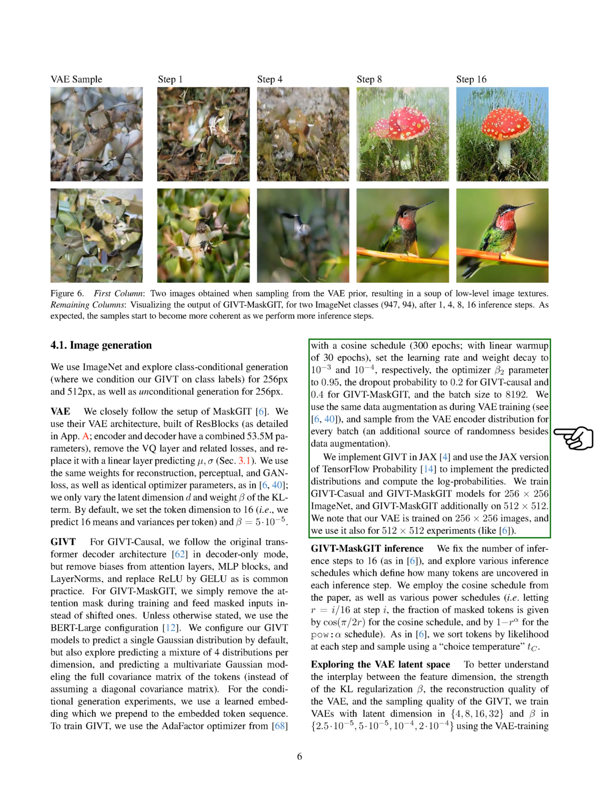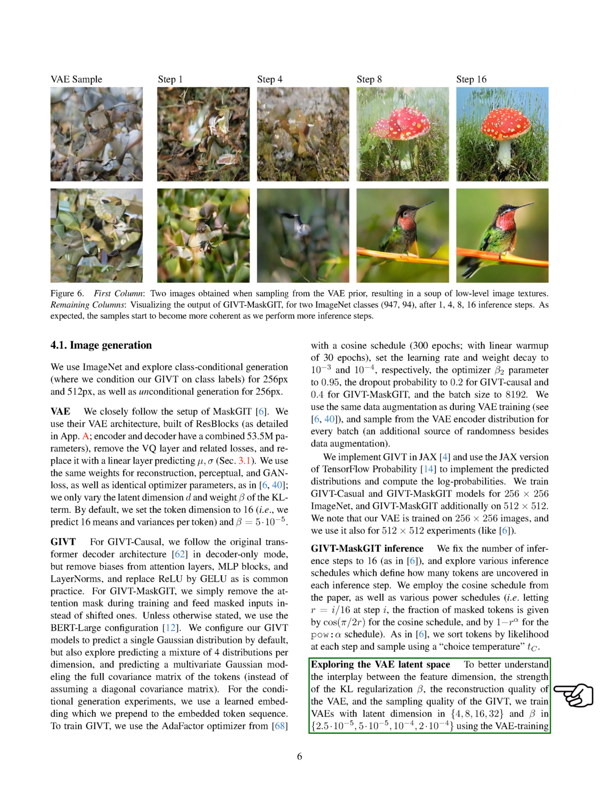We've implemented GIVT in JAX and used the JAX version of TensorFlow Probability to implement the predicted distributions and compute the log probabilities. We've trained GIVT causal and GIVT MaskGIT models for 256 by 256 ImageNet, and GIVT MaskGIT additionally on 512 by 512.